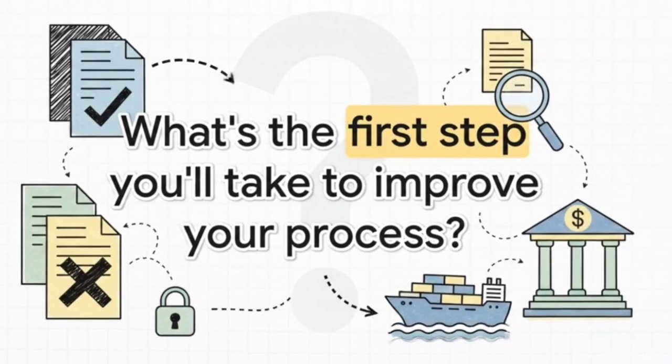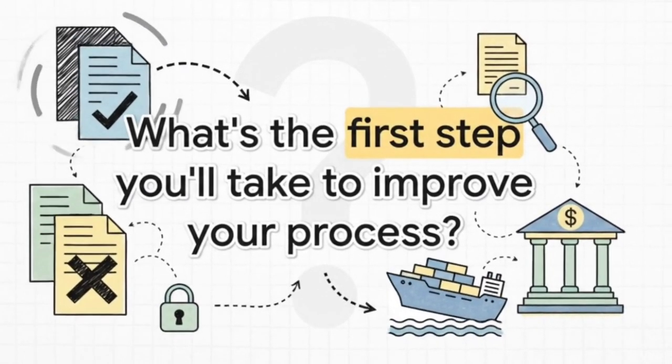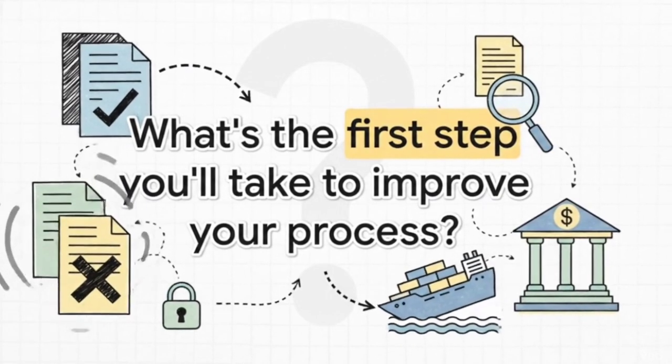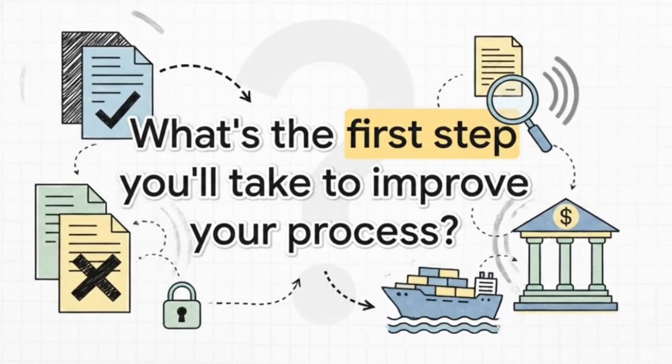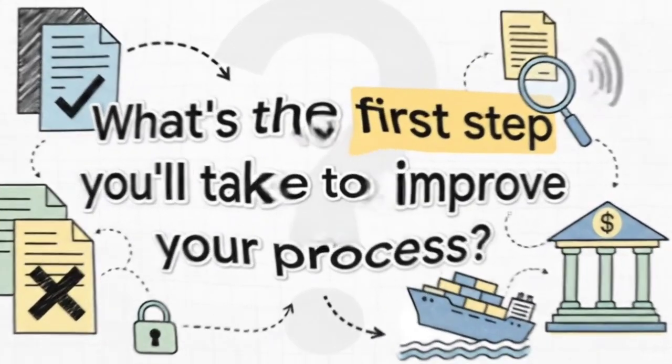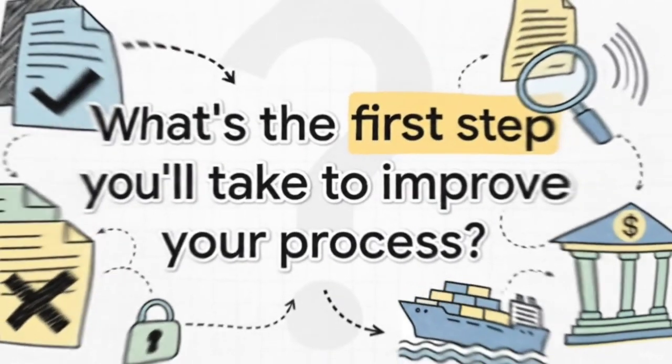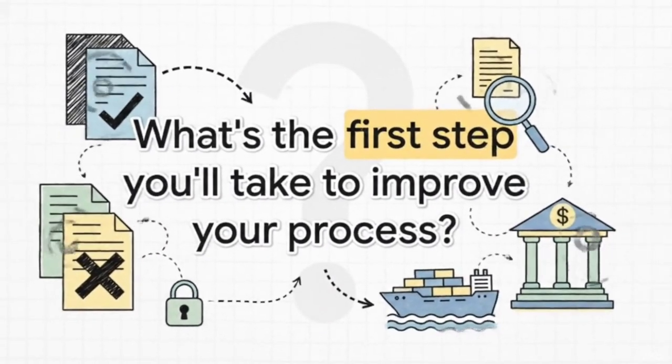So as we finish up here, just take a second to think about your own process. Now that you've seen these common pitfalls, what's the first practical step you're going to take to make your document checking better? Will it be creating that master checklist we just talked about, or maybe just setting aside more time for that final cross-check?